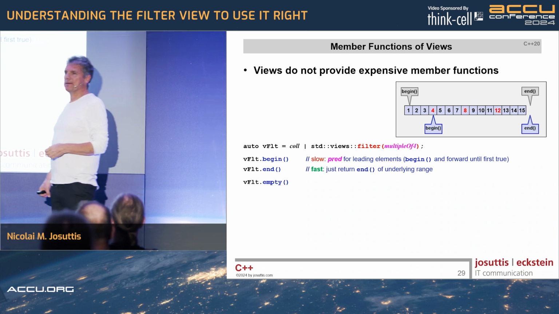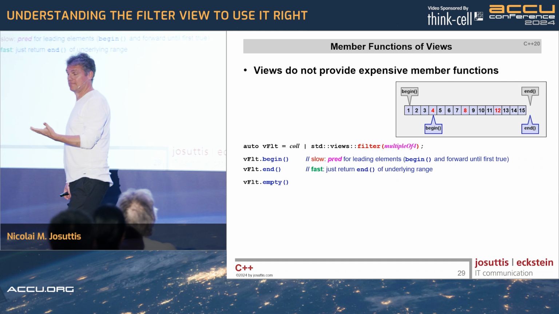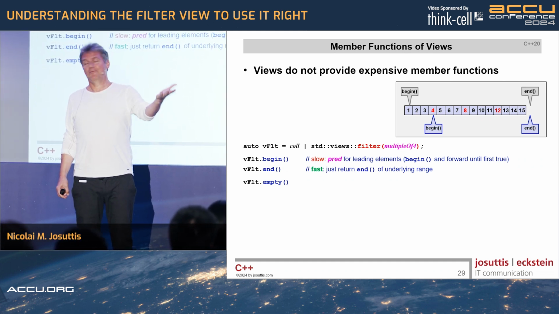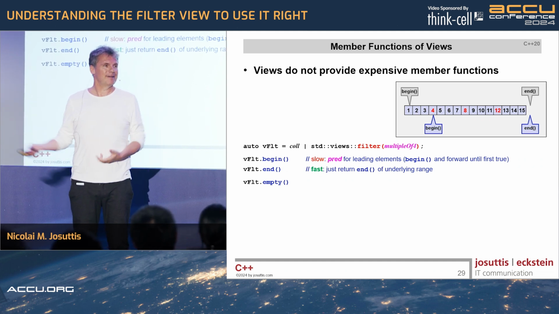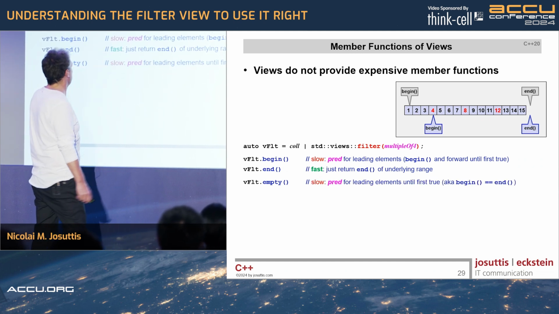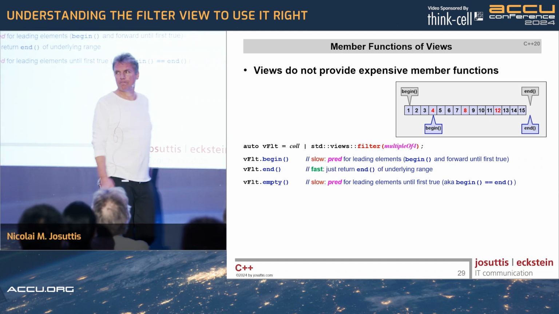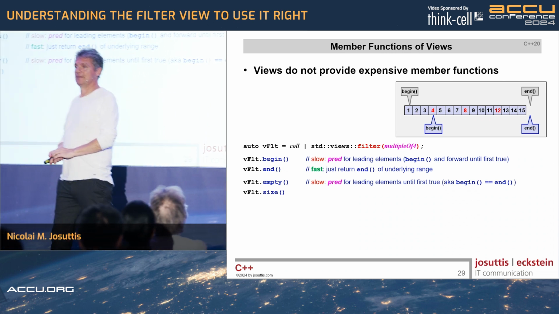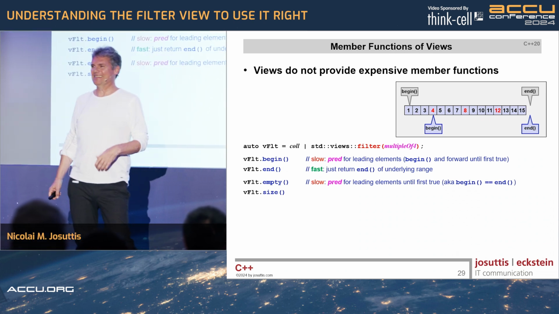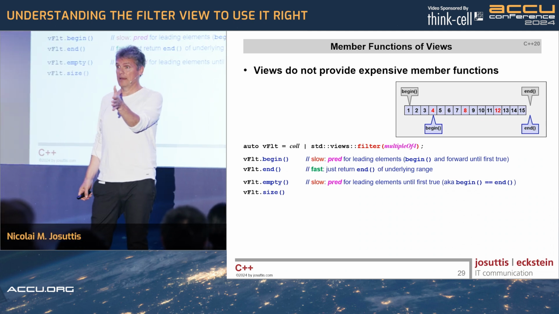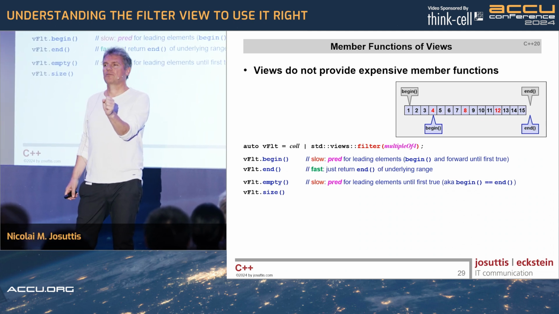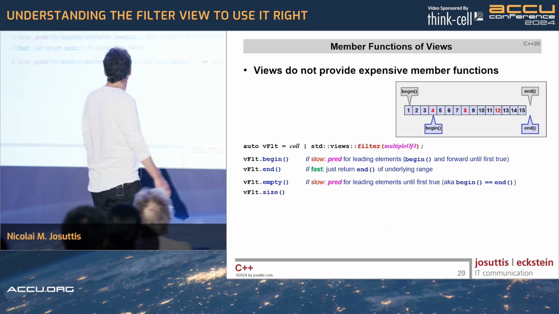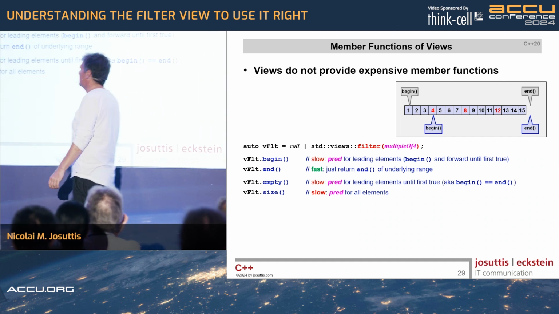How expensive is empty? Linear? Why? Yeah, we just call begin and end and see whether they are equal. That's it. So yeah, same as begin. How about size? Linear, but worse linear. So begin only has to find the first element, while size has to look at each and every element from beginning to end until it has an answer. So it's slow. This is bold slow. This is light slow.